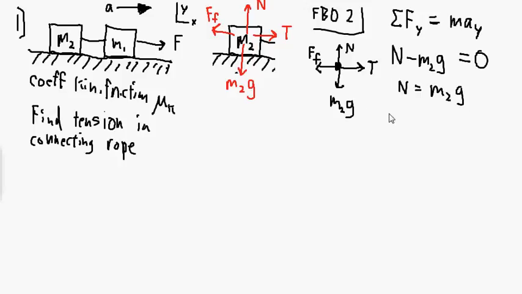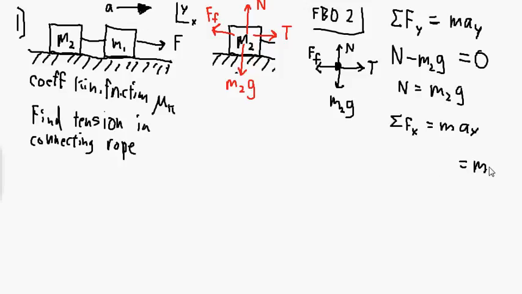Alright, so let's do a sum of forces in the x direction now for block 2. That's going to equal m times acceleration in the x direction. Well, both blocks, remember, are accelerating to the right with acceleration a, so it's just going to be regular a.